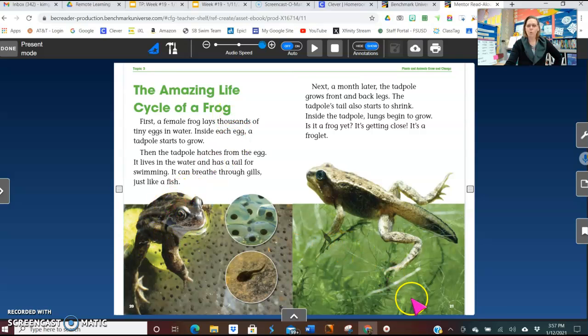And like I said before, this is a nonfiction text. So some of the features that we know a nonfiction text will have are photographs, pictures of real things. You can see we've got photographs on this page. We've got pictures of frogs that definitely look like they're real. These don't look like they're cartoons. They look like real objects.